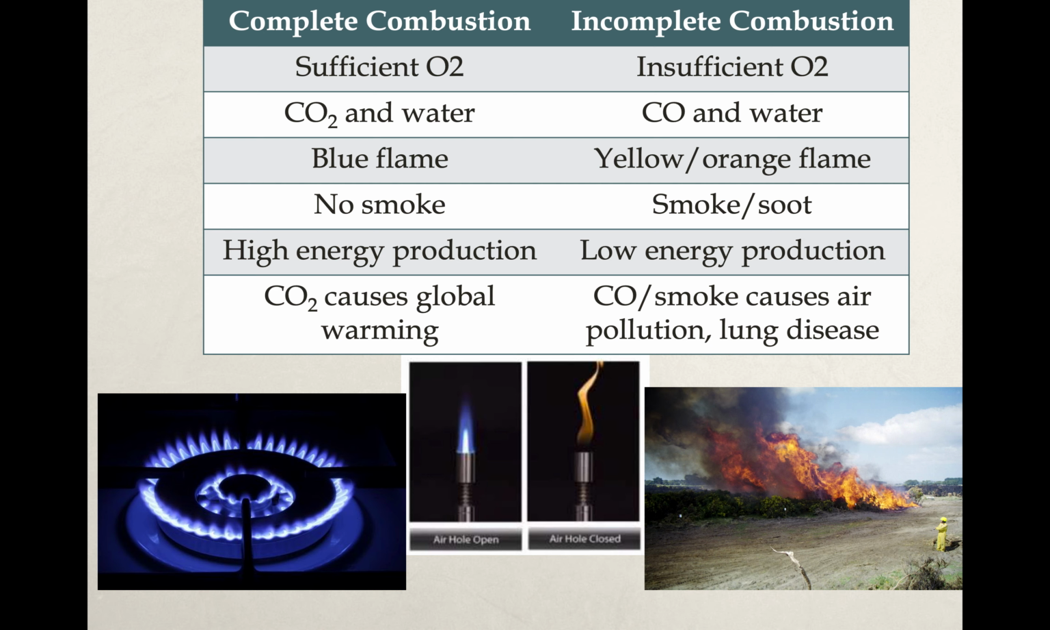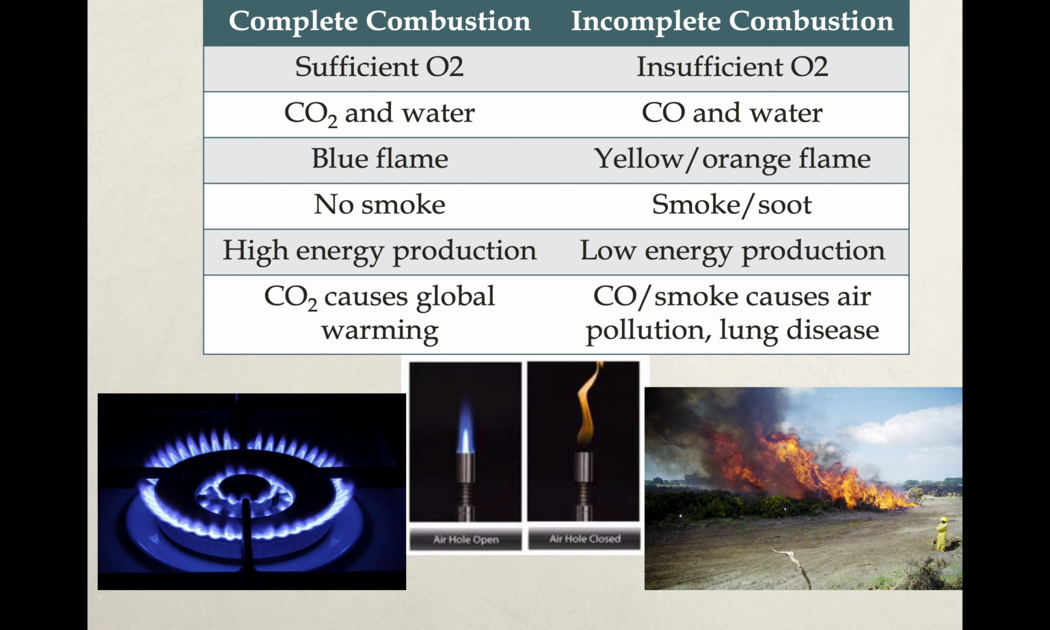This table is further going into the differences between the 2 types of combustion. So complete combustion is on the left, and the pictures on the bottom left, the ones with the blue flame, show complete. Incomplete is on the right. So during complete combustion, there's sufficient, meaning there's enough oxygen. Products are carbon dioxide and water. A blue flame is produced with high energy production and no smoke.